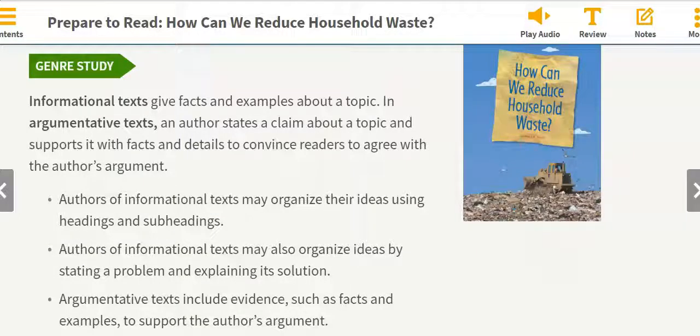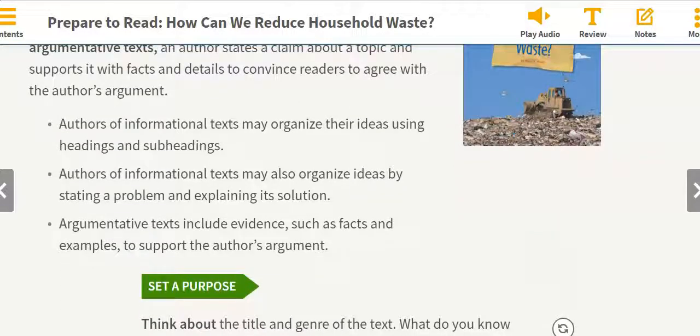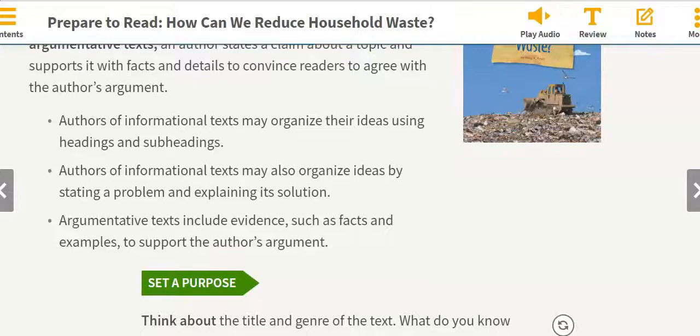In argumentative text, an author states a claim about a topic and supports it with facts and details to convince readers to agree with the author's argument. Okay? Authors of informational text may organize their ideas using headings and subheadings. Authors of informational text may also organize ideas by stating a problem and explaining its solution. Argumentative texts include evidence, such as facts and examples, to support the author's argument.